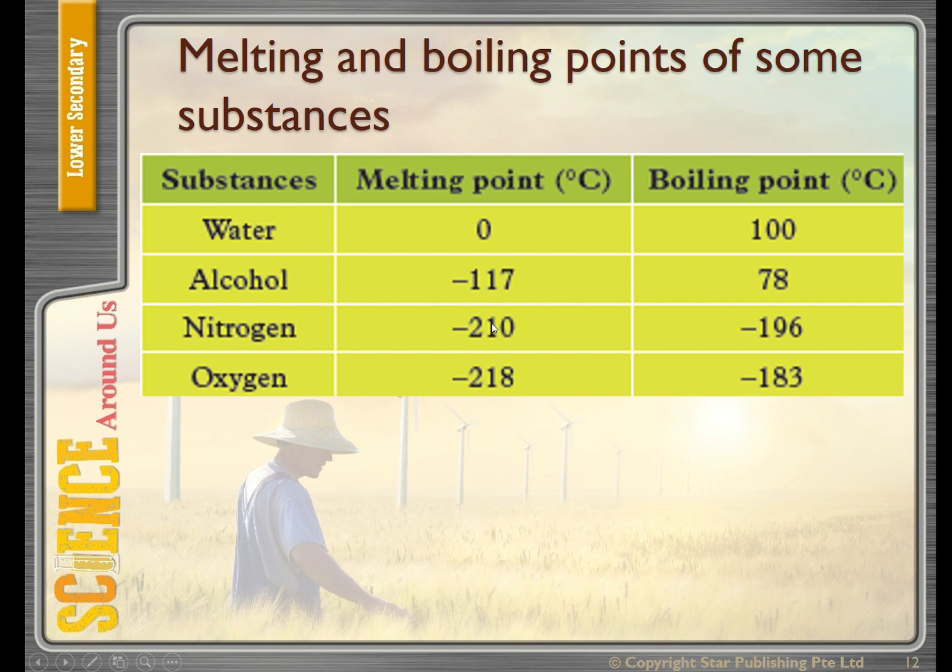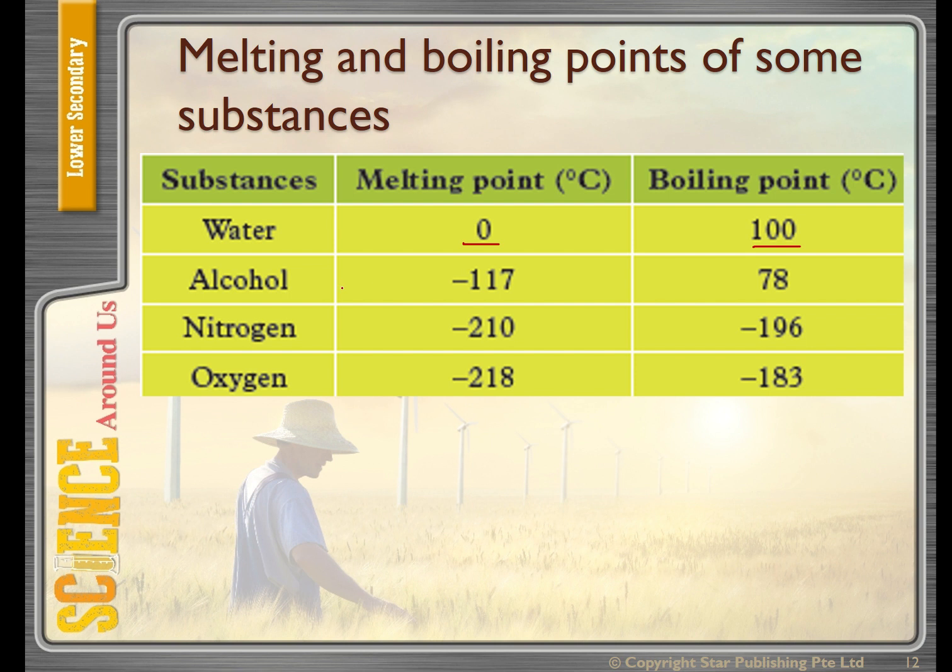Different substances will have different melting points and different boiling points. The most common example that you all know is going to be water. Water will melt at 0 degrees, it will also freeze at 0 degrees, and then water will boil at 100 degrees. But not all substances melt at 0 and boil at 100.